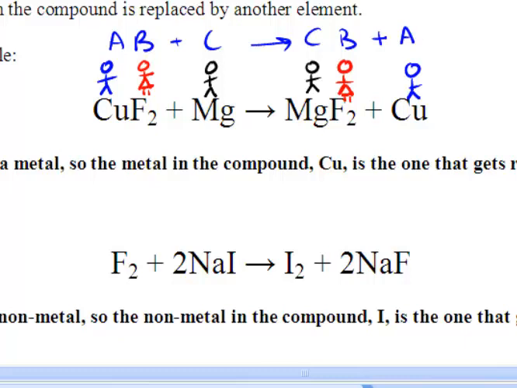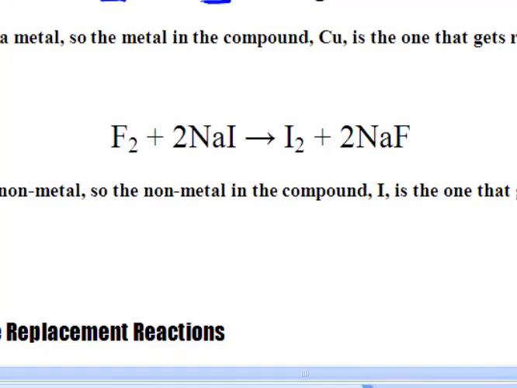Cu is the one that gets replaced. Now, you'll notice that because Cu and Mg were both metals, they're the ones that replace each other. And if we look at this example down here, we've got fluorine plus sodium iodide. Because we have a non-metal and a non-metal, they're the ones that are going to switch. So we get our new product of NaF, or sodium fluoride, and we're left with I on itself.